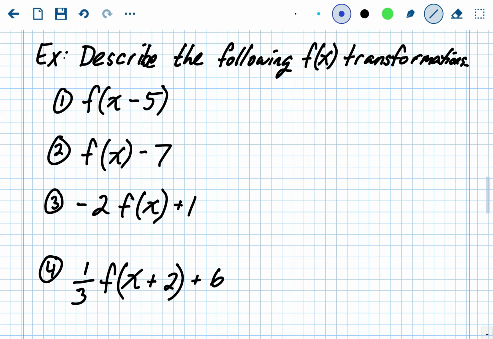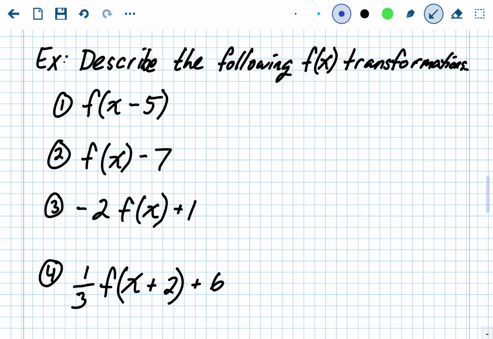All right, well, first up, number 1, instead of f of x, you have f of x minus 5. So you have a minus 5 on the inside. Whenever there's something on the inside of the function with the x, it's a left or right. It's a horizontal movement. And minus 5, which we just wrote down, minus means you're going to shift to the right. So your whole graph is going to shift 5 units right.